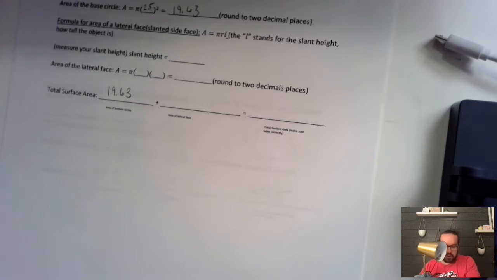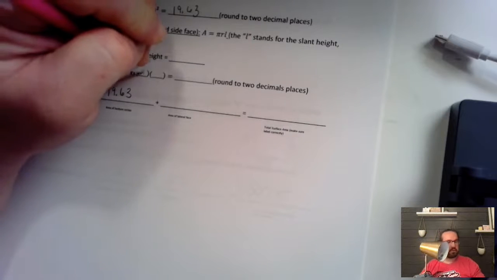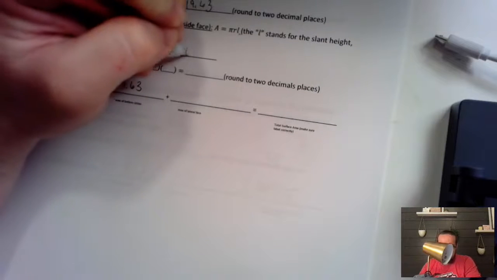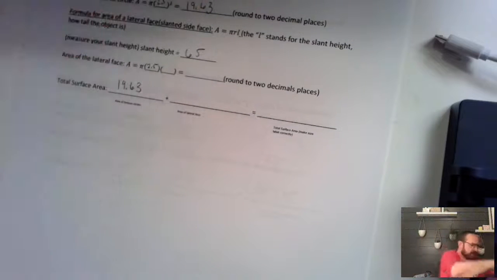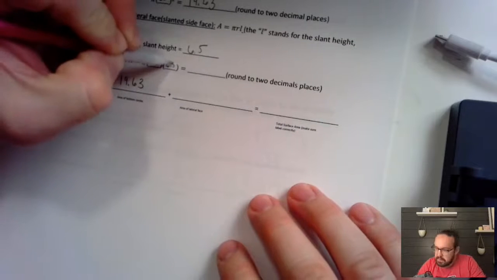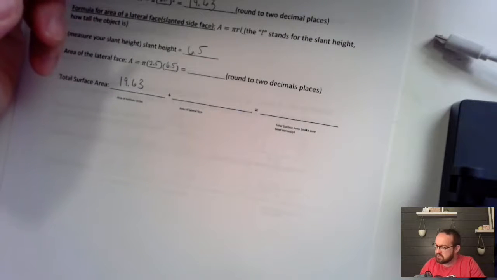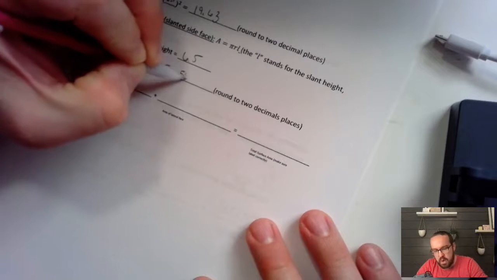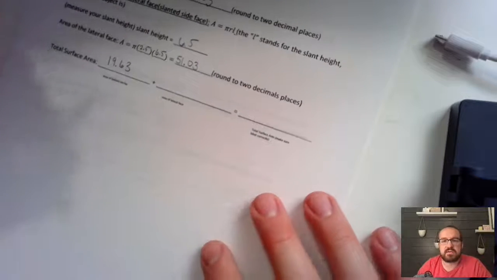So I already know the radius here. Now I'm just going to be measuring the height. Again, round it to the nearest half inch. Looks like 6.5 is how tall this shape is. So I'm going to be multiplying these 3 numbers right here. 3.14 times 2.5 times 6.5. Again, 2 decimal places is fine. 51.025. So again, just rounding it there.